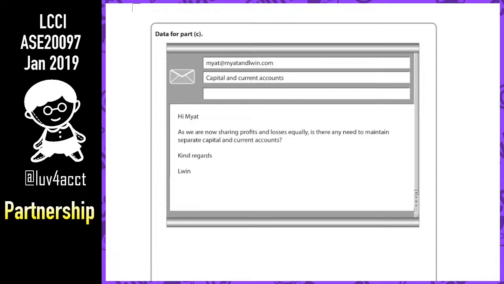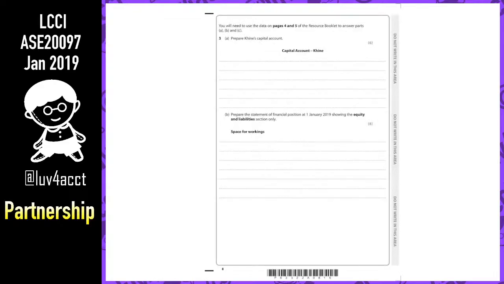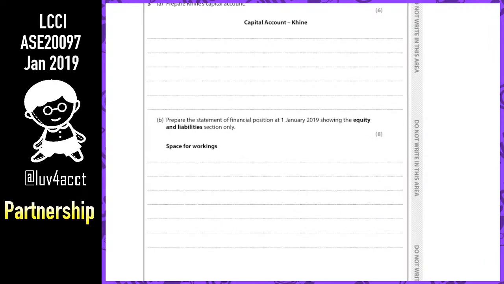So this is sent to Met. Hi Met. Lv sent this to Met. As we are now sharing profit and losses equally, is there any need to maintain separate capital and current accounts? These two things seem not directly related. So Lv is not really knowing what it is.